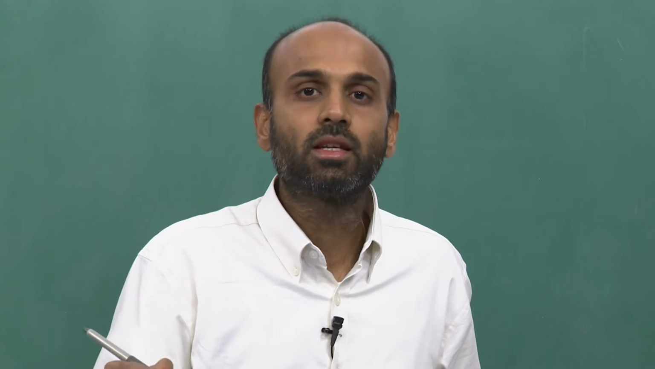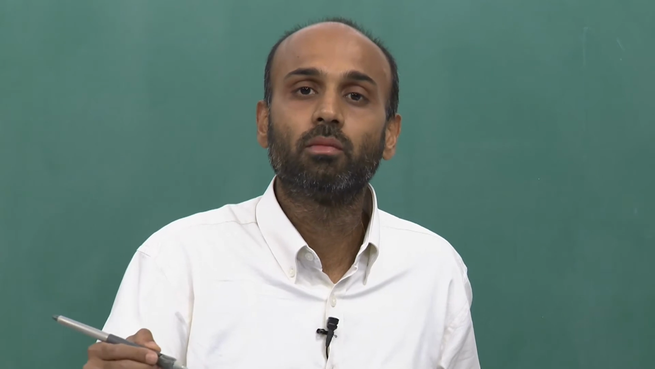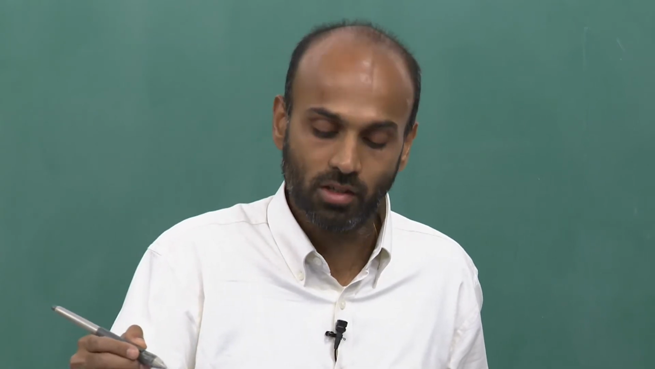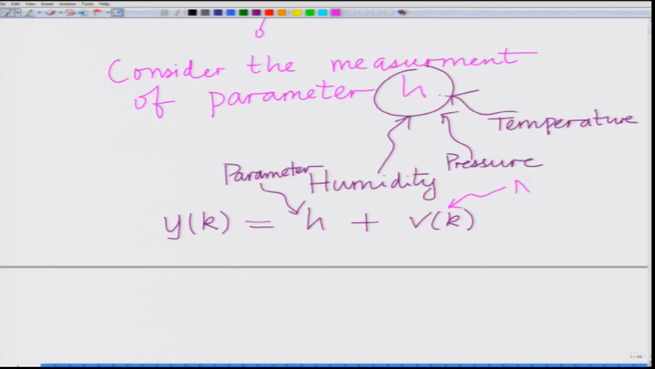Now, each sensor makes a measurement. Obviously, that measurement is going to be noisy. That is the whole point of estimation, because you have noisy measurements or noisy observations. So, at the kth sensor, we have y_k equals the parameter h plus v_k, which is your noise.